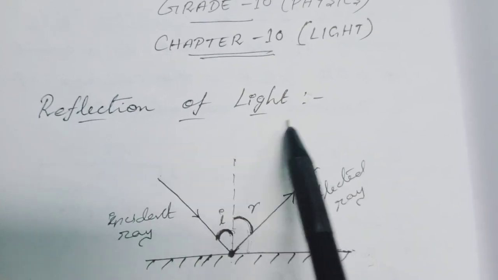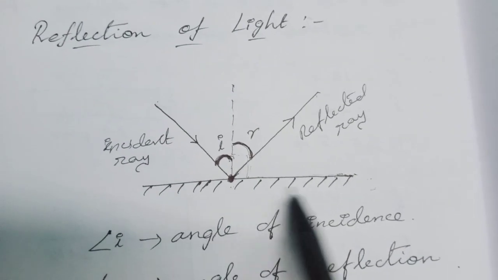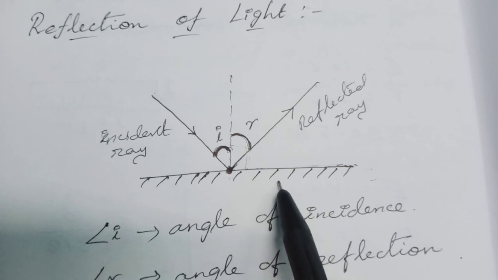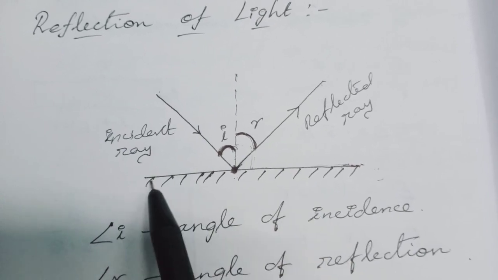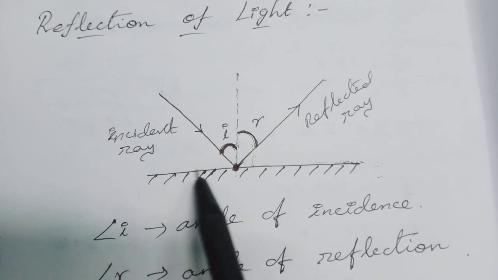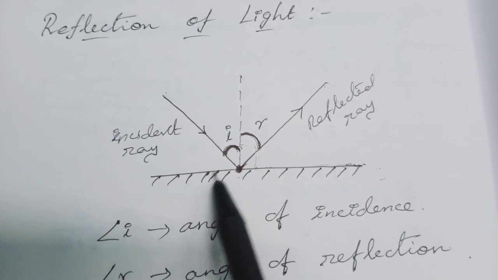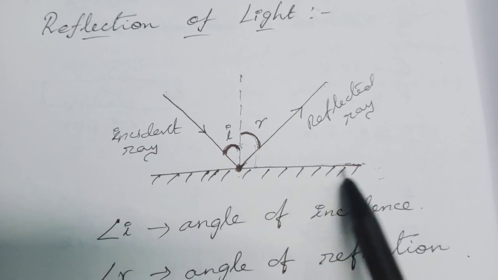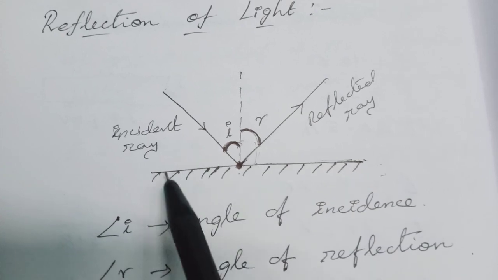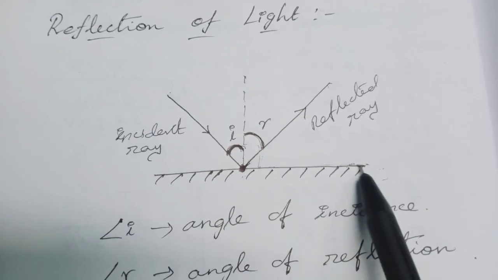To understand this topic in a better way, just imagine a plane mirror. A plane mirror consists of two surfaces. One of the surfaces will be faded, the other surface is the polished surface. The faded part of the mirror is represented by these lines. So this is the faded part and this is the polished surface, which means the reflecting surface. Here the reflection is going to take place.